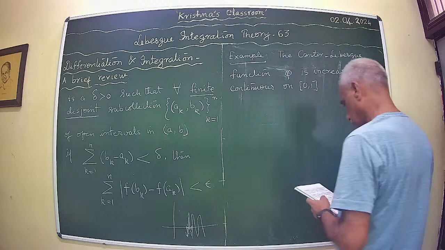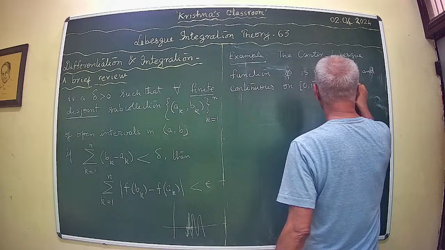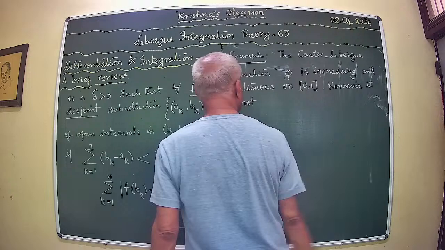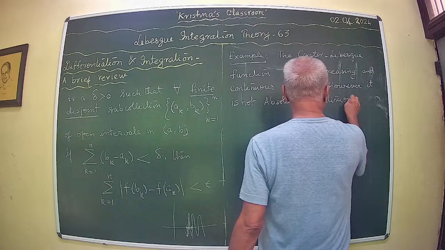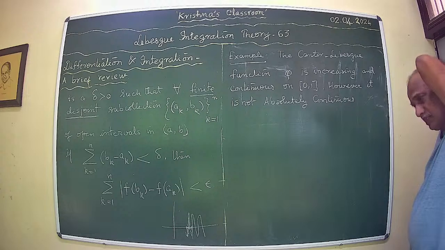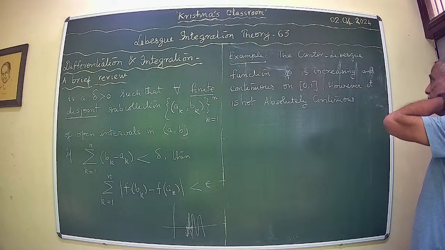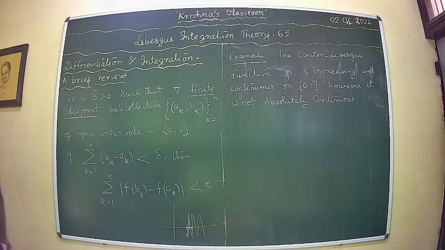However, it is not absolutely continuous. Now you see this function is a continuous function, it's an increasing function, monotonically increasing function, the way in which you define it, because it's all associated with the Cantor set that you have. I'm not going into the details of that, but it's readily available and it's worthwhile to look at this.